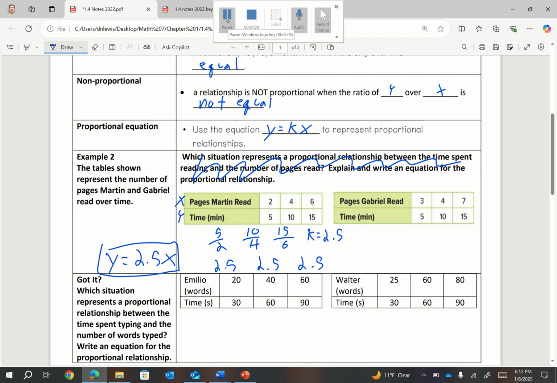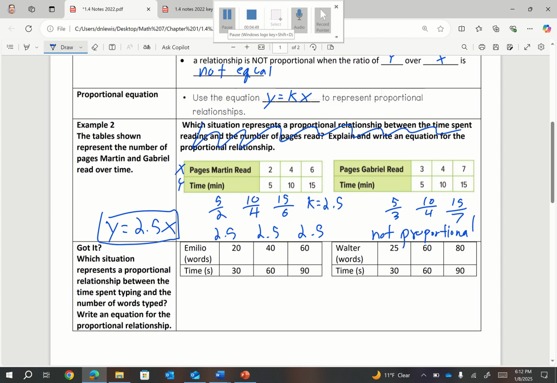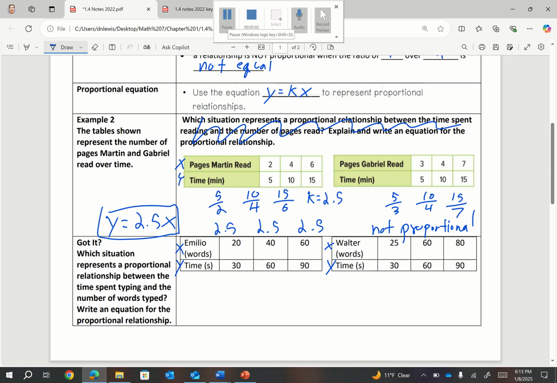All right, next one. We're going to put 5 over 3, 10 over 4, and 15 over 7. And we should be able to see after working a couple of those out or just looking at it that that is not proportional. We are not going to keep getting the same thing. Got it? Okay, go ahead and pause the video. Here again, we're just going to call this our x and this our y. Go ahead and work those out in groups or partners, whatever you want to do, and then we'll come back and see how you did.